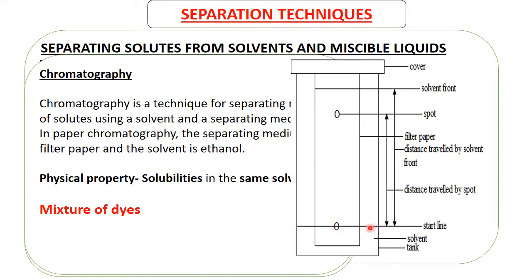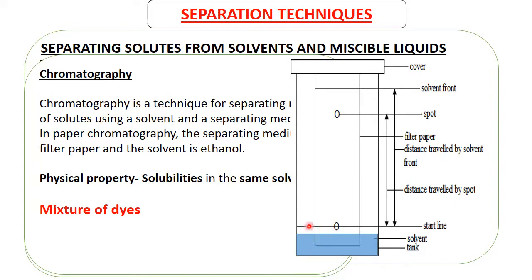There's a precaution here. This start line has to be drawn in pencil always. I'm going to explain why. So always make sure that it is drawn in pencil. Then below the start line you need to have a solvent. Always make sure that your solvent is below the start line. Otherwise, if your start line is like here, then once you put your samples and you soak your filter paper into this solvent, your sample is going to dissolve into the solvent.